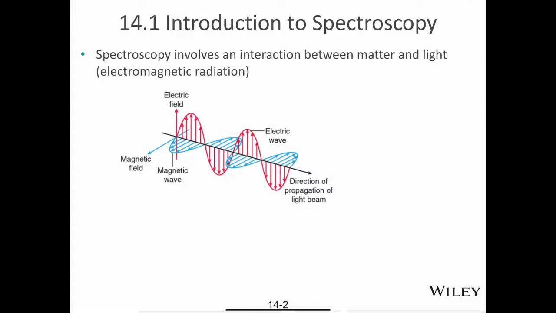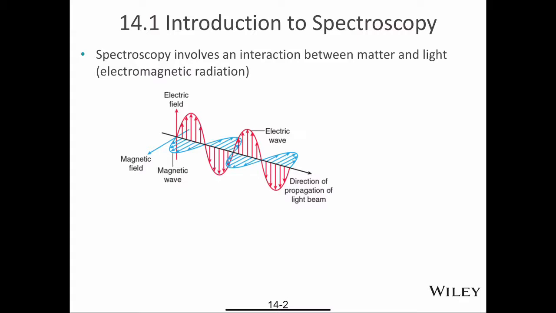In order to understand how spectroscopy is used for structure determination, we're going to first have to review some of the basic features of light and matter. Electromagnetic radiation, or light, exhibits both wave-like properties and particle-like properties. Consequently, electromagnetic radiation can be viewed as either a wave or as a particle. You might remember this when you studied quantum mechanics in general chemistry.